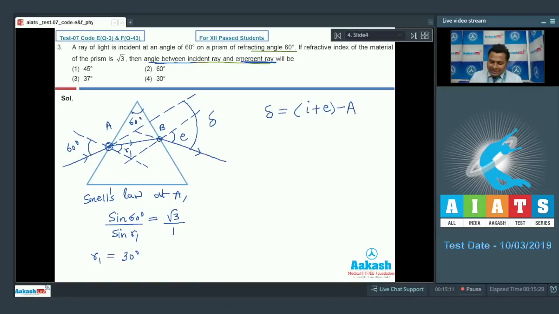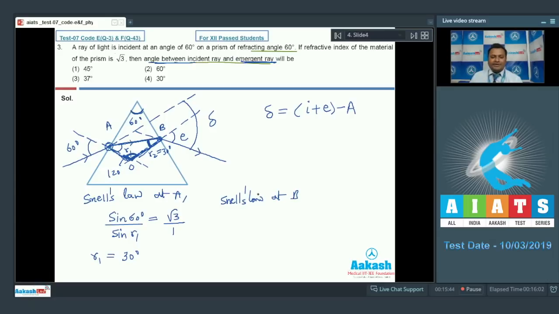Now we know very well that this angle and this angle, the angle at O, together make 180 degree. Now consider this triangle. One angle is 120 degree. R1 you have calculated as 30 degree. So this angle, which I am calling R2, will be what? Again 30 degree.